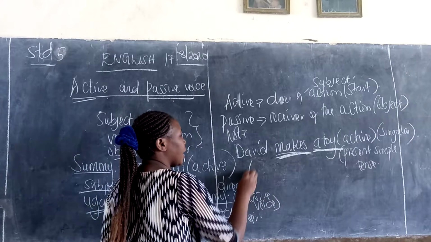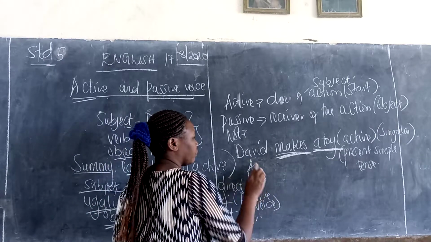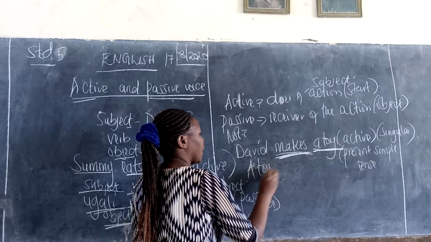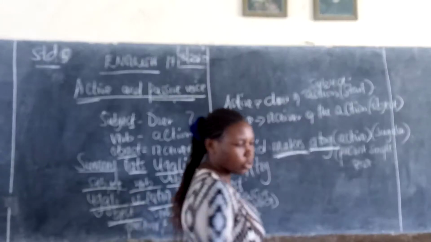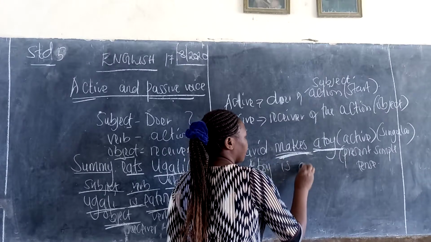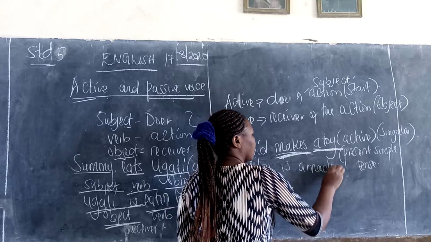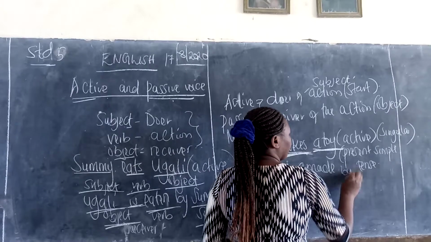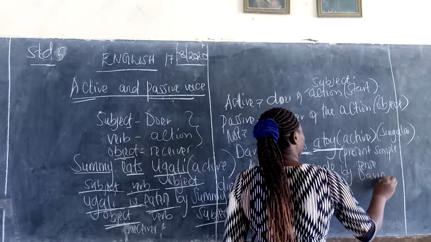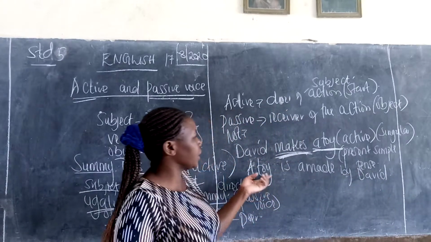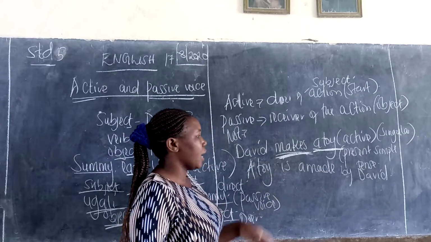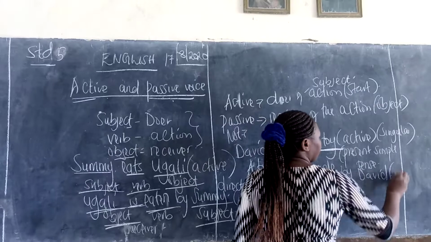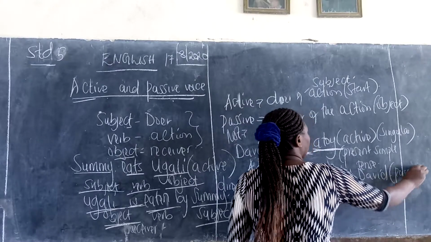Then it will be: a toy is made by David. A toy is made by David. This is in passive voice.